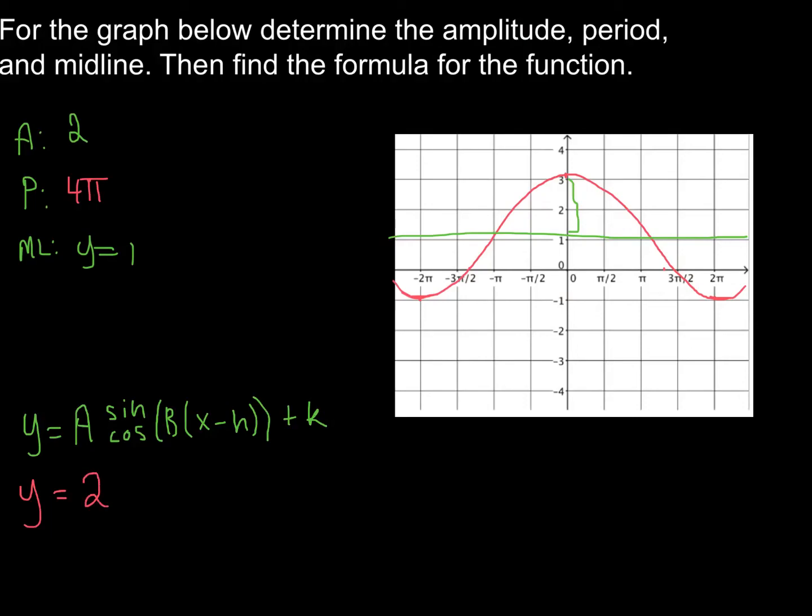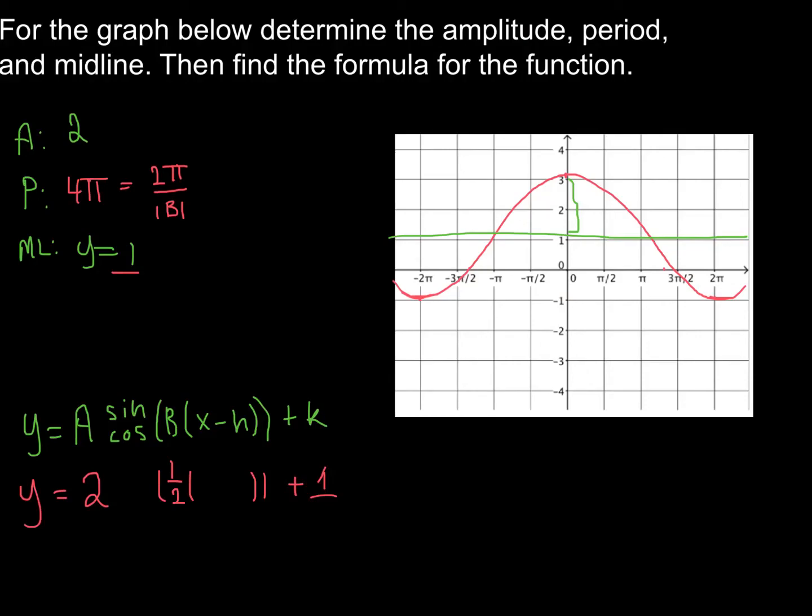I don't know whether it's sine or cosine. I haven't made that decision yet. Let's see if there's anything else that we can ascertain here. We know that the midline is 1, so my k value is 1. Okay. Now let's also see if we can figure out the b value here. What is the period? Well, the period is 4 pi, and remember the period is 2 pi divided by the absolute value of b. So b, in this case, what must I divide 2 by to get 4? Well, that's going to be 1/2. 1/2 will go into 2 4 times, so my b value is 1/2.